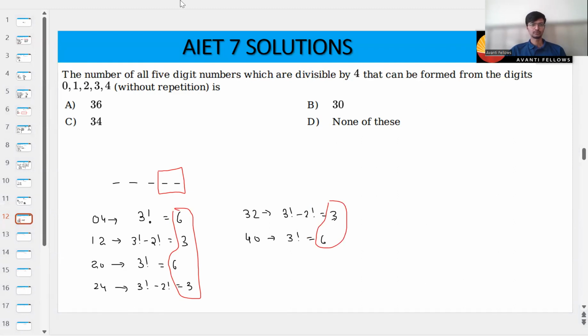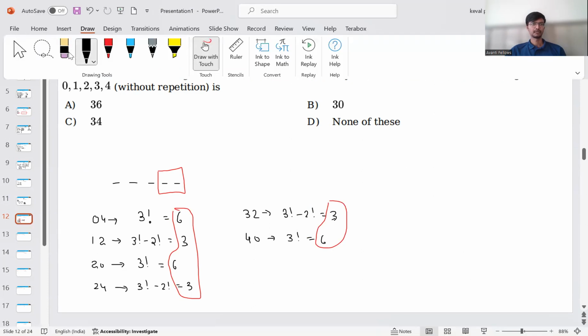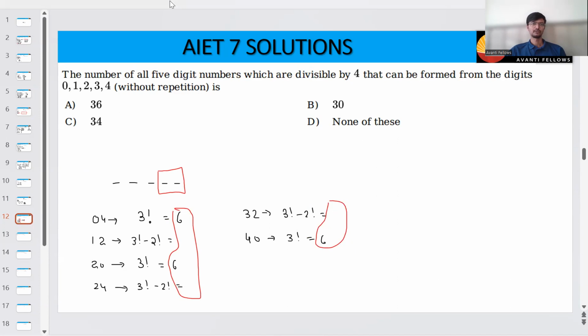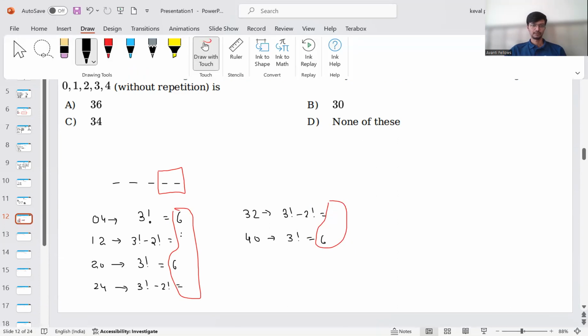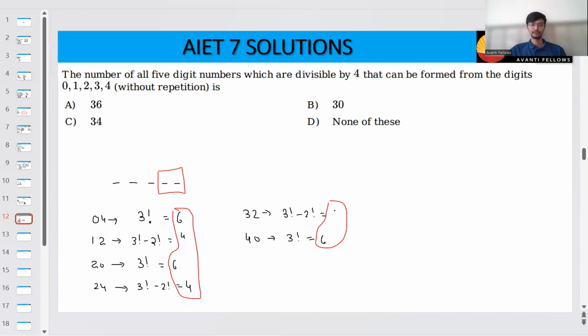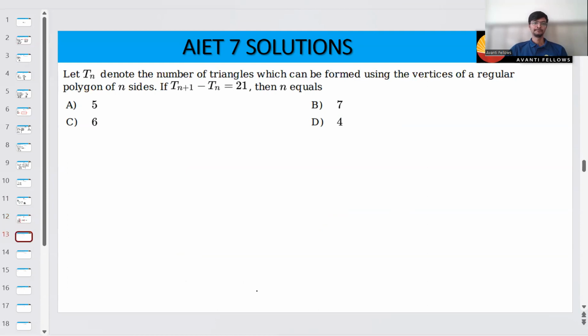I think we made a mistake. Here it should be 4. Sorry, guys. Calculation error. So this comes to 30. 30 is our answer if we add all of them. So option number B. Let's see the next.